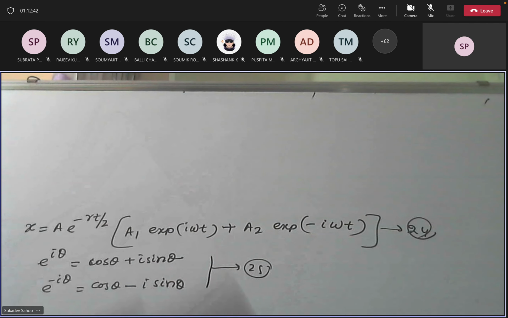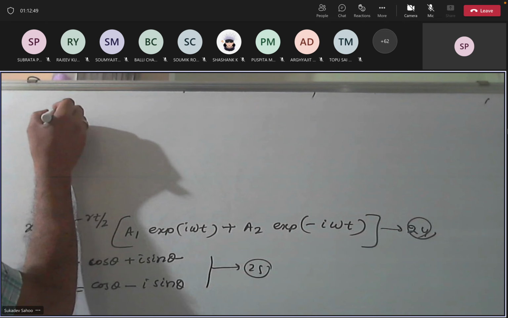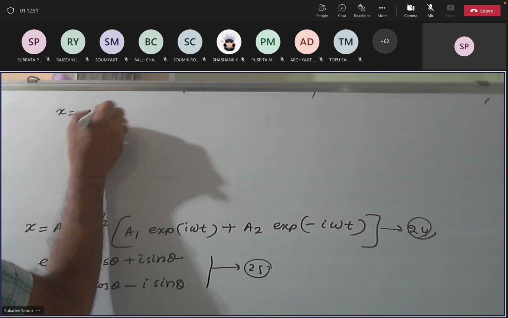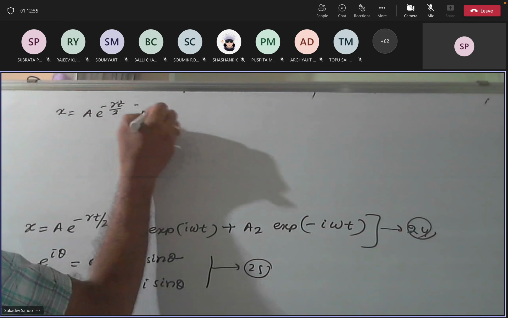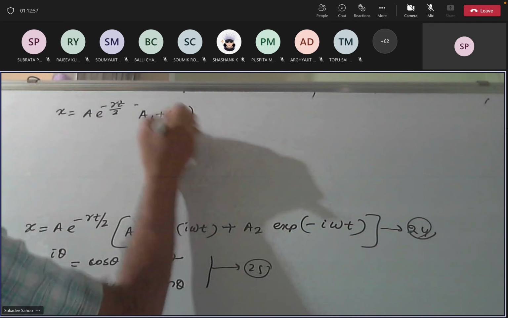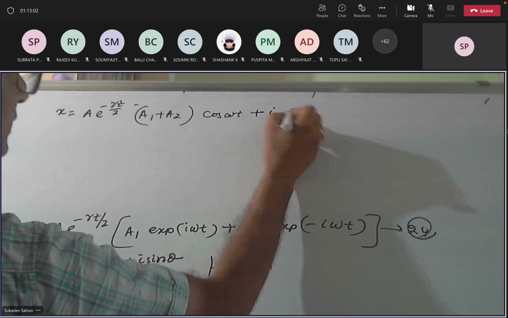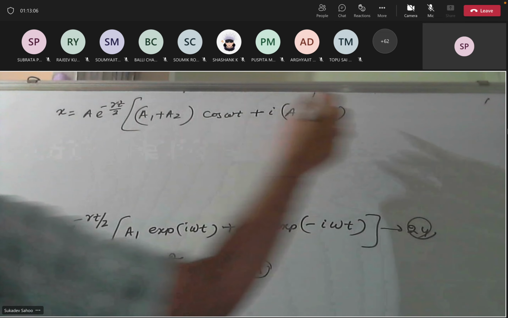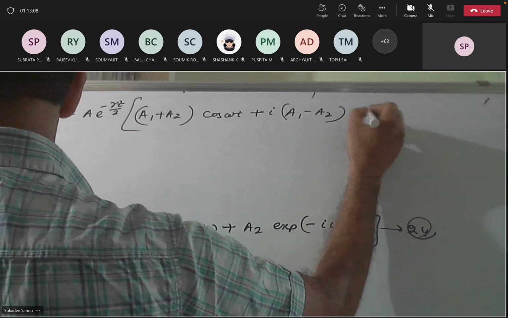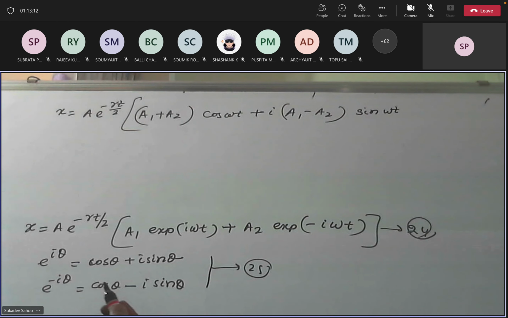Substituting the identity from equation number 25 in equation number 24, we can write x equal to a e to the power minus gamma t by 2, times (a1 plus a2) cos omega t plus i (a1 minus a2) sin omega t.